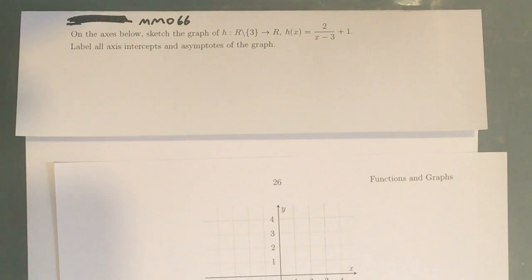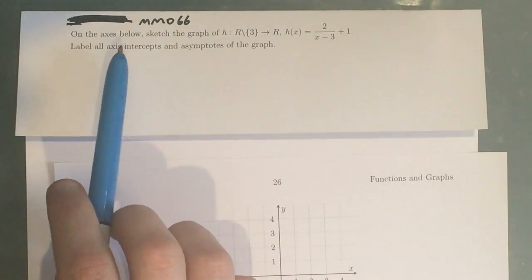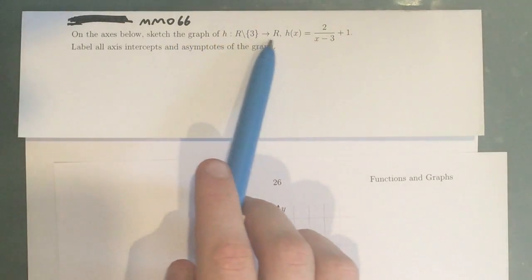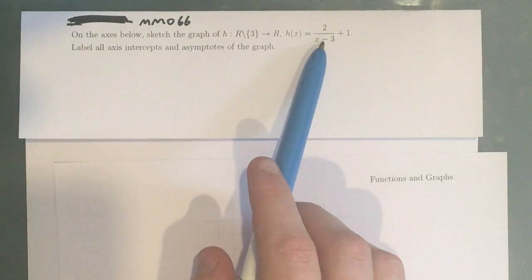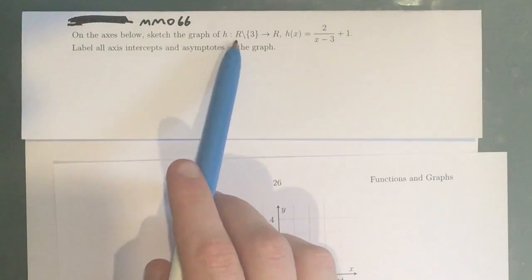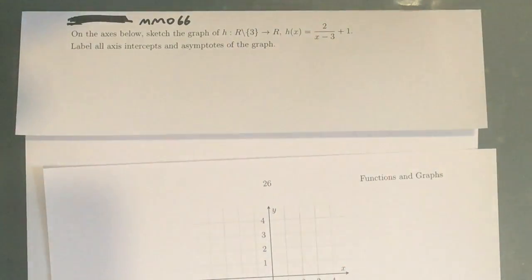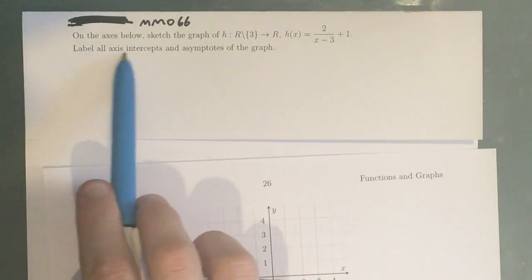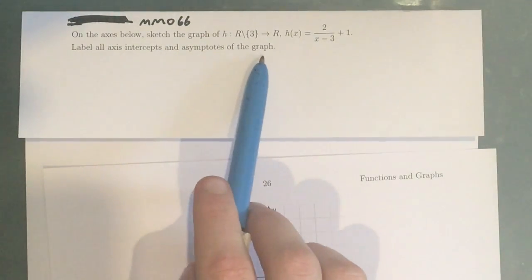Hello there, this is question MM066 of the Maths Methods Sharpened Study Guide. On the axis below, sketch the graph of h of x equals 2 over x take 3, plus 1, where the domain is R except for 3. We need to label all axis intercepts and asymptotes of the graph.